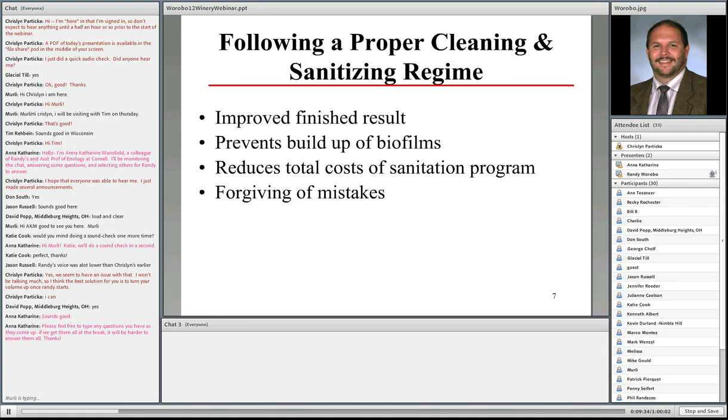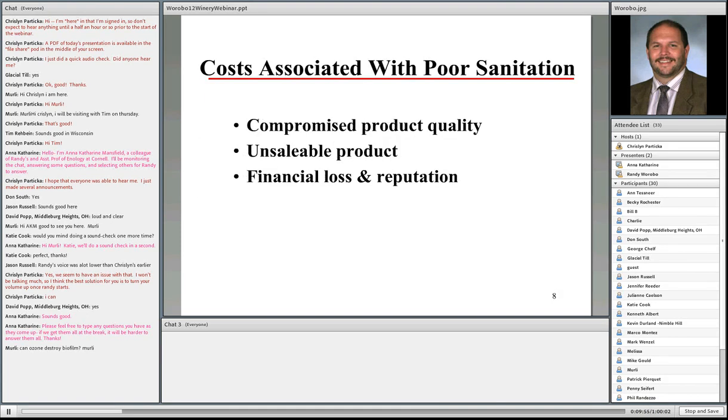At the same time, everybody makes mistakes, everybody forgets. But if you've been doing a good job of cleaning and sanitizing, you're not going to have the microflora there at the same level as if you had a poor or no cleaning and sanitizing program in place. So it's a lot more forgiving of mistakes when they do actually occur.